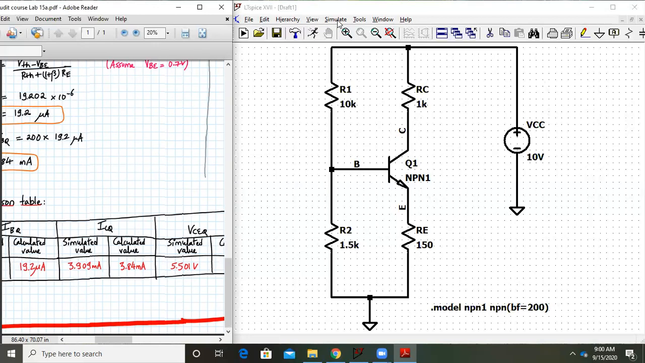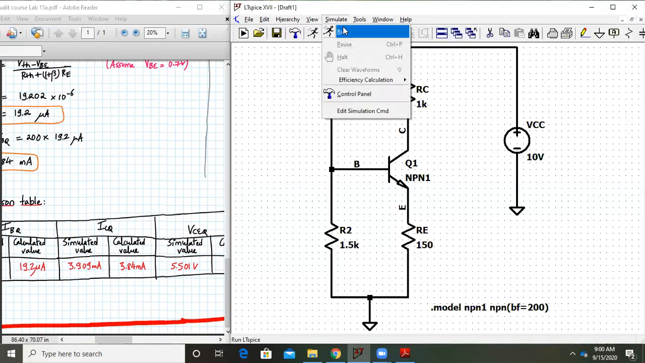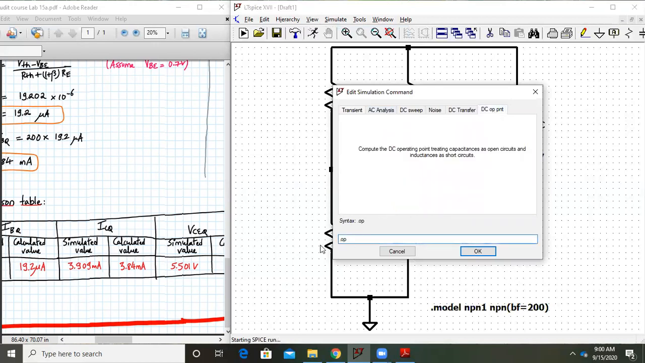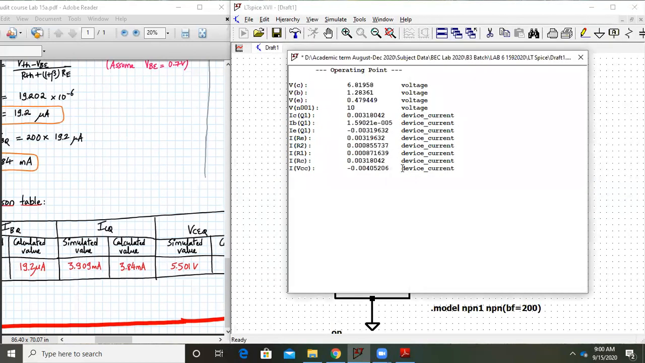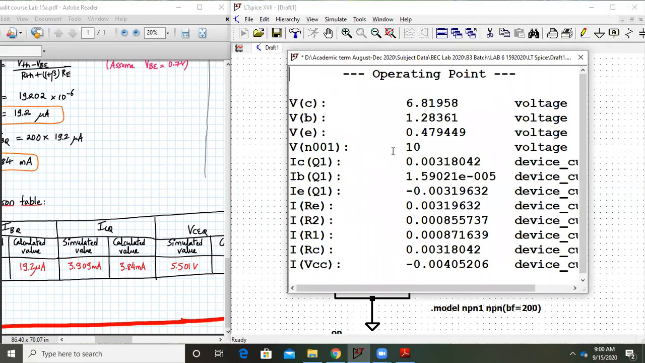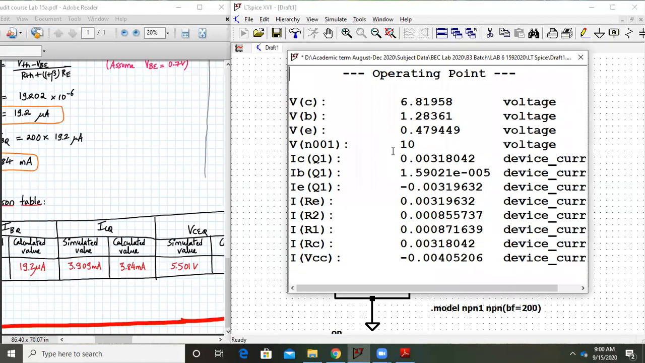If you want to check these conditions, you go to simulate, click on run. So it will ask for the profile. So we need to go for DC operating point. Okay, so we go for DC operating point and click on OK. So the moment you do that, these values will come onto your screen. Okay, so I'll expand it like this. Fine. So let's check them one by one.